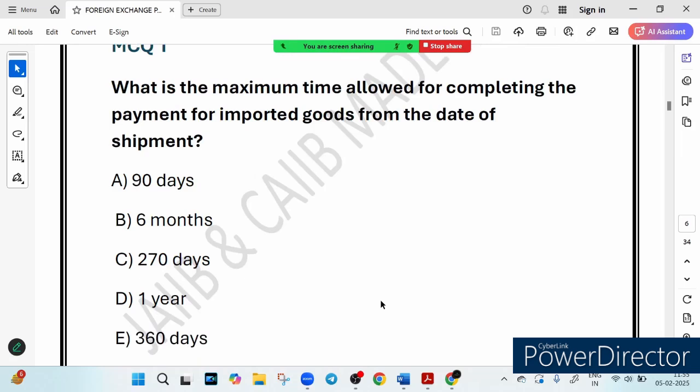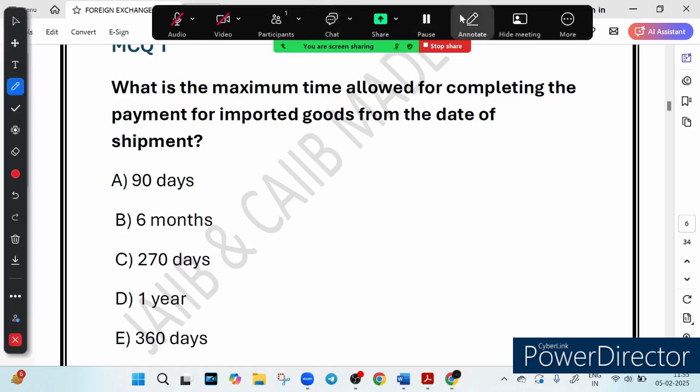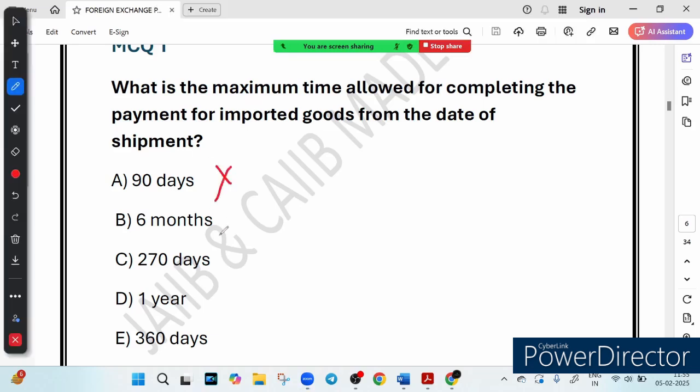The next question is: what is the maximum time allowed for completing the payment for imported goods from the date of shipment? Very nice question it is. Let's break it down. Option A says 90 days, then 6 months, 270 days, 1 year, 360 days. What do you think? Let me answer this question. Option A is 90 days. This is not correct, because in some special cases payment may be due within 90 days based on the trade agreement. However, the standard RBI guideline allows up to 6 months. For example, if an Indian company imports raw material from China, so this is China and this is India, an Indian company imported some raw material from China, right?